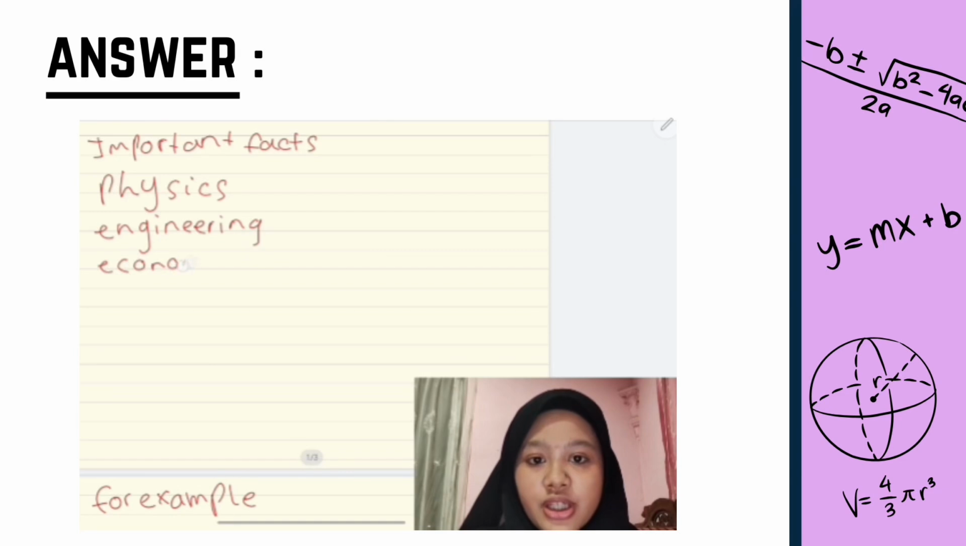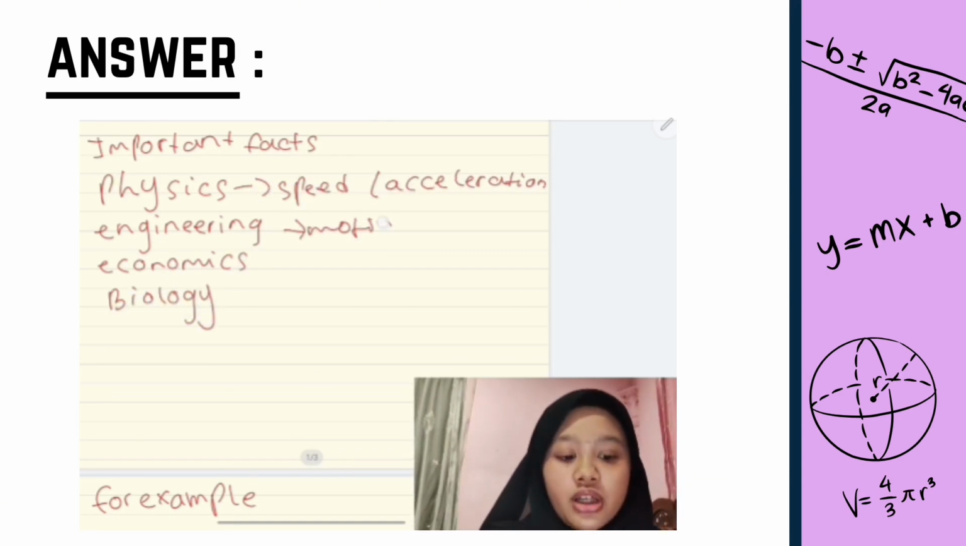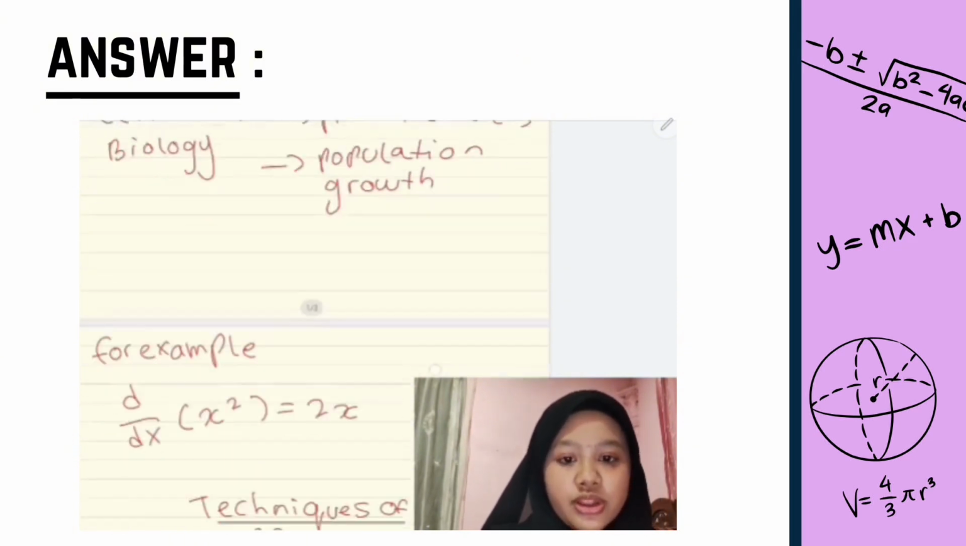The important fact is that it is used in physics, engineering, economics, and biology. For physics, speed and acceleration. For engineering, motion analysis. For economics, profit and cost. And lastly, biology is population growth.